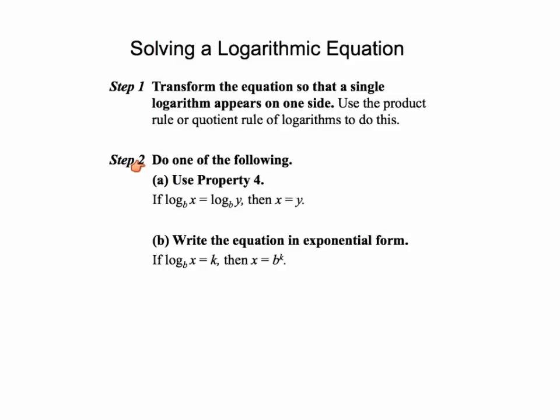Step number 2 is to do one of the following. Either use this property here: if log of x is equal to log of y with the same base, you can conclude that x is equal to y. Or you have to sometimes write this in its exponential form. If I get log of x equal to k with the same base b, I would write it as b to the power of k is equal to x.